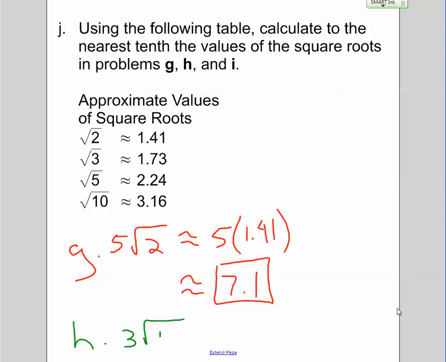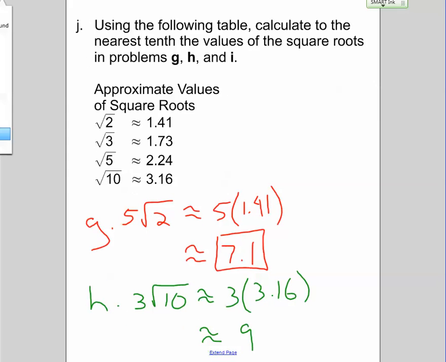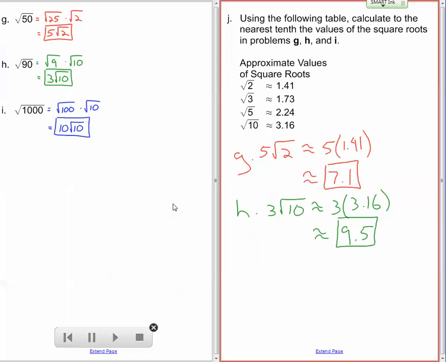H was 3 times the square root of 10. You know what, this would show up a lot better if I was showing it on a dual screen. There we go. So the table tells me that the square root of 10 is 3.16. So I'll do 3 times 3.16, and that's 9.5. And lastly, I was 10 times the square root of 10. So again, the table shows me the square root of 10 is 3.16. So I'll do 10 times 3.16, and that's 31.6.